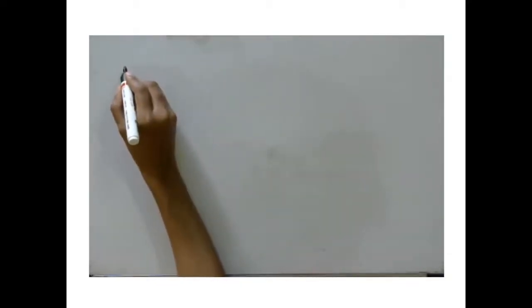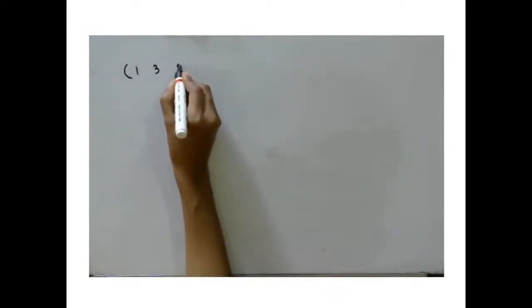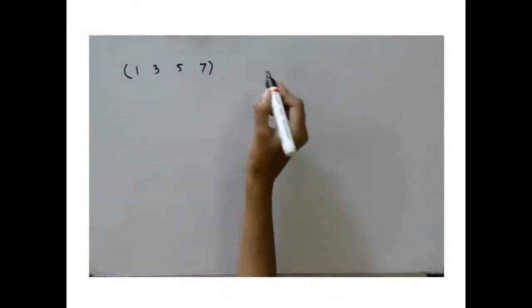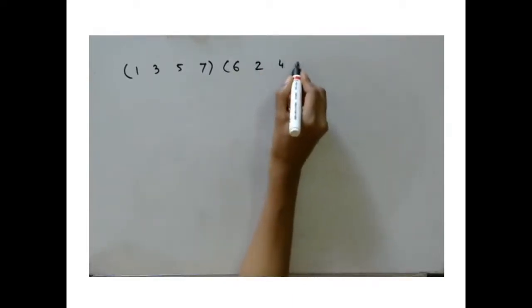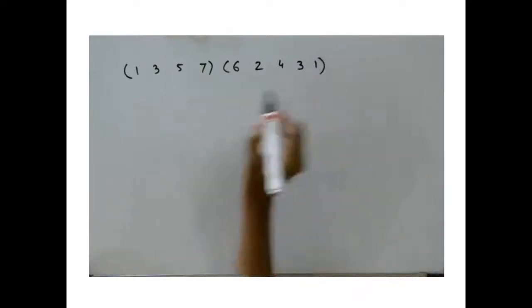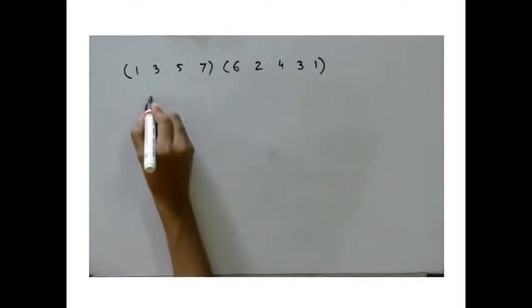Hello everyone. In the last few videos we have seen how to multiply two cycles. So before moving on, let me take one more example to recall how we can multiply two cycles in S_n. Let me take an example from S7. Let us consider the multiplication of these two cycles (1, 3, 5, 7) and (6, 2, 4, 3, 1). Let us see how to multiply these two cycles.